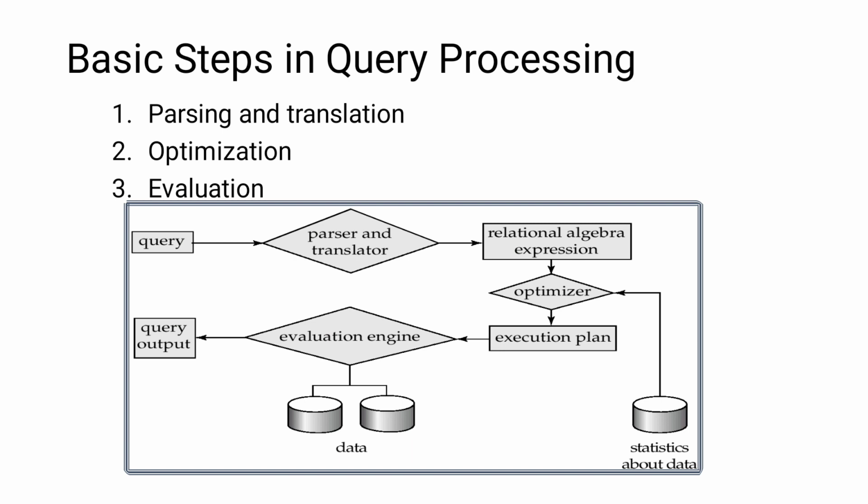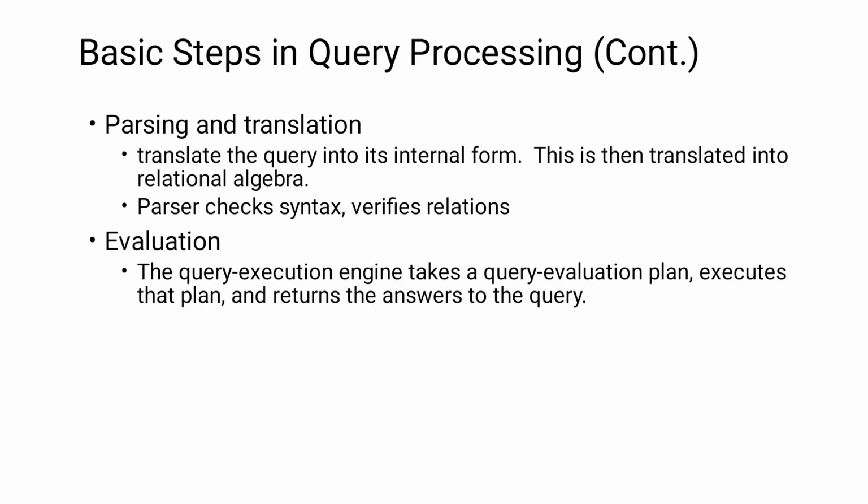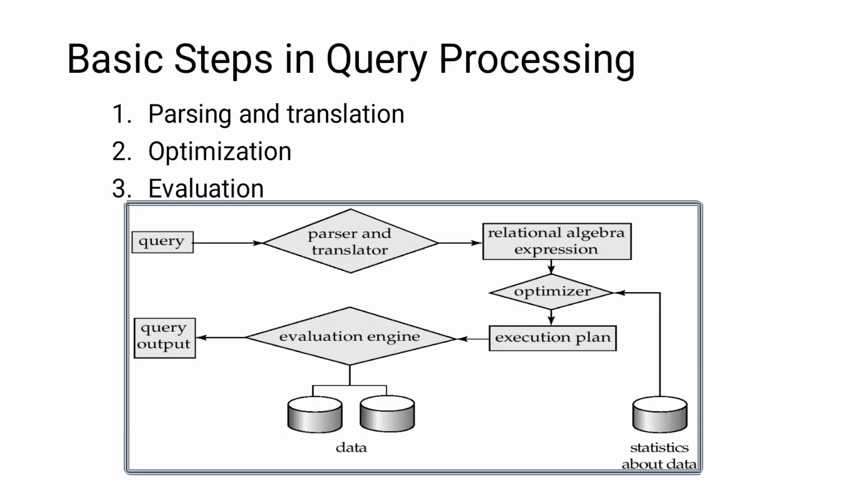The first step is parsing and translation. The first action the system must take in query processing is to translate a given query to its internal form. This translation process is similar to the work performed by the parser of a compiler. In generating the internal form of the query, the parser checks the syntax of the user's query and verifies the relation names appearing in the query are the names of the relations in the database, and so on.